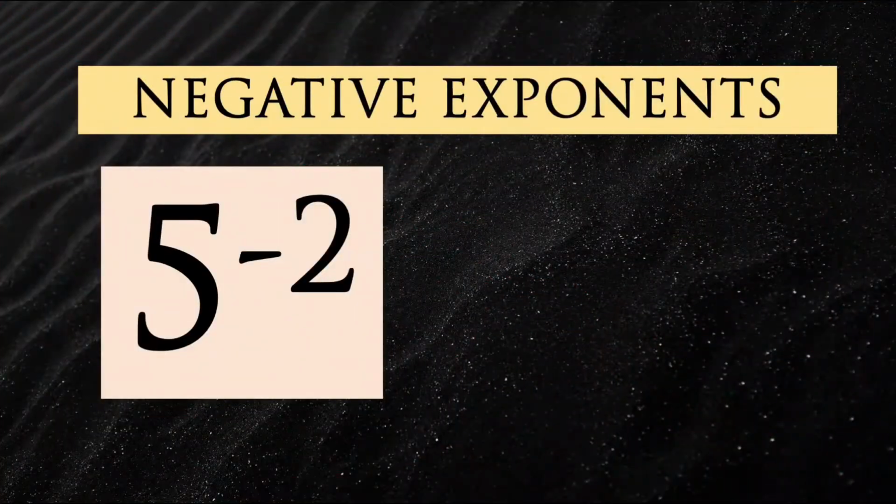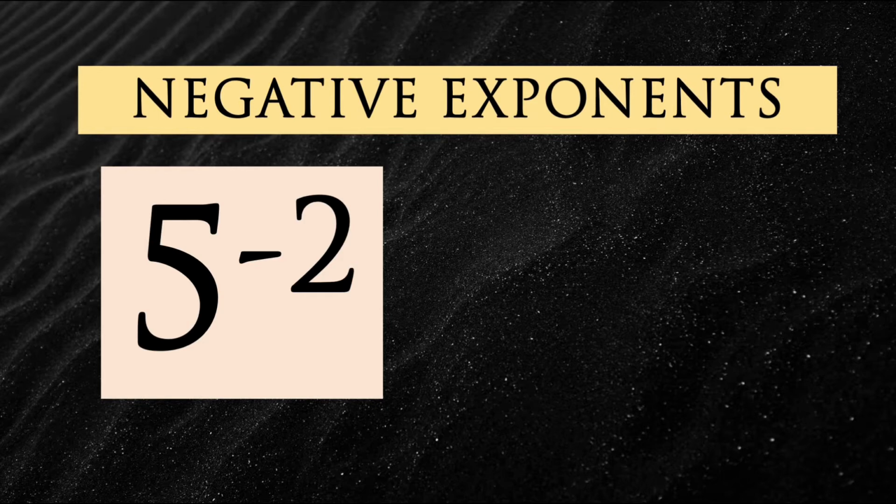It's now time to express exponents in their negative forms. How about negative exponents? For example, we have 5 raised to negative 2. So when it comes to reading, you usually read it as 5 raised to negative 2 instead of 5 raised to negative square.